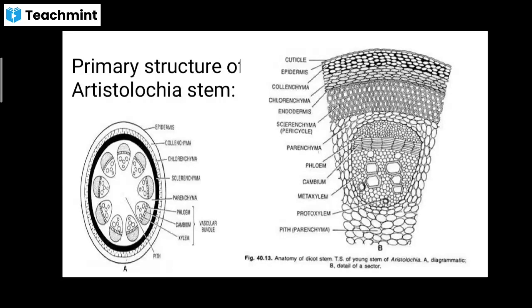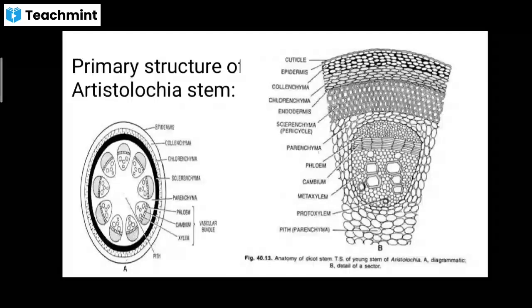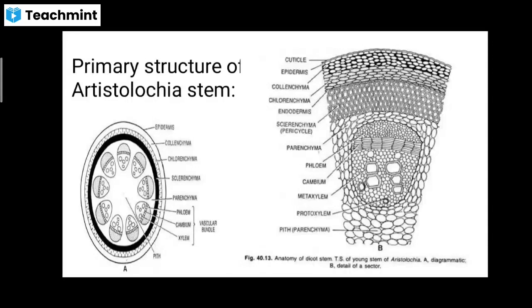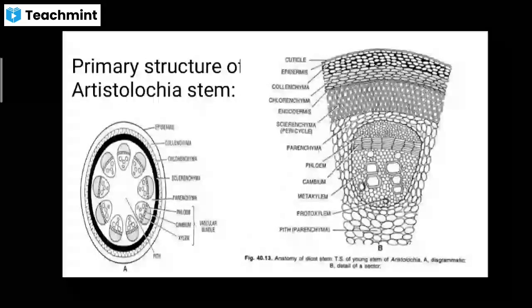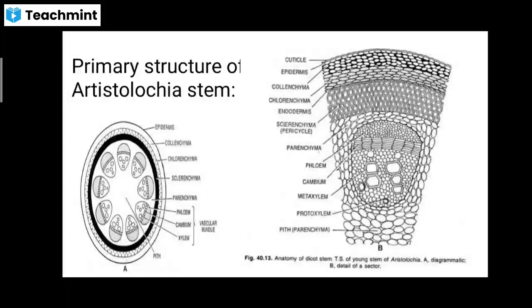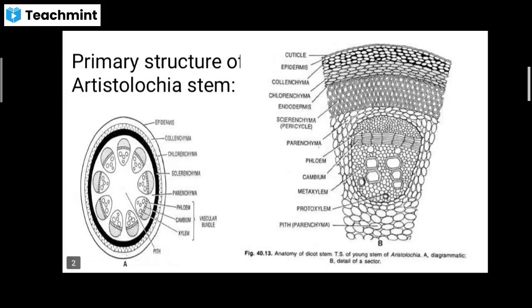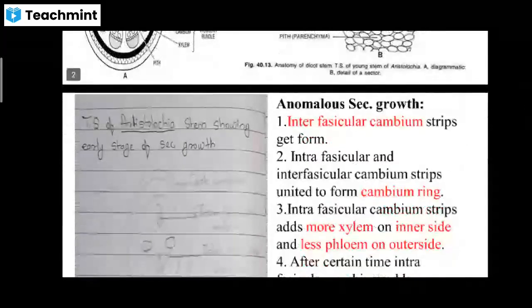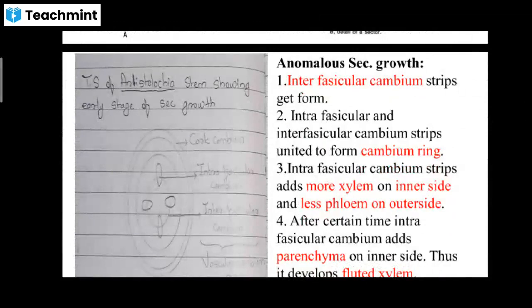In the vascular bundles, on the outer side phloem is there, and on the inner side there is the xylem. In the xylem, towards the center there is the protoxylem, and towards the periphery there is the metaxylem. And in between xylem and phloem there is the cambium ring, and at the center there is the pith region. So this is the primary growth of the Aristolochia stem. But after some time, this Aristolochia stem shows anomalous secondary growth.